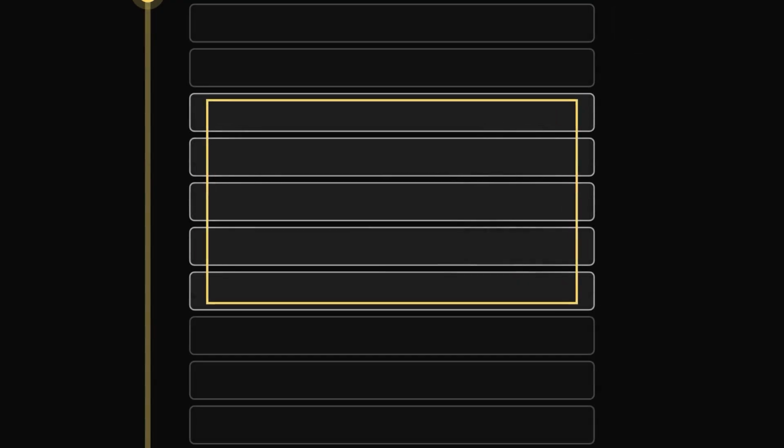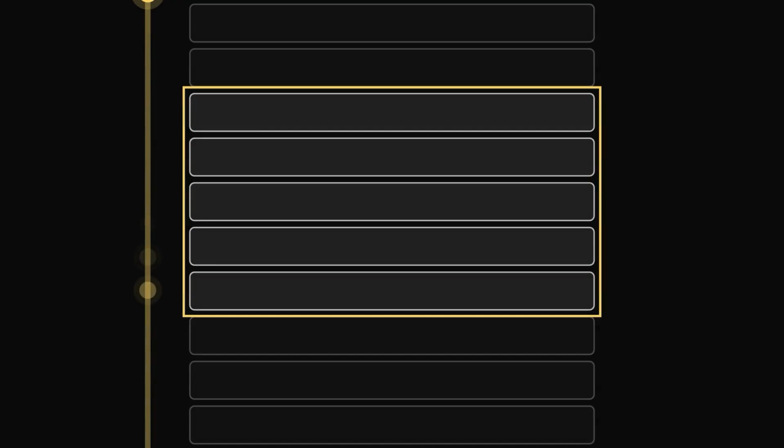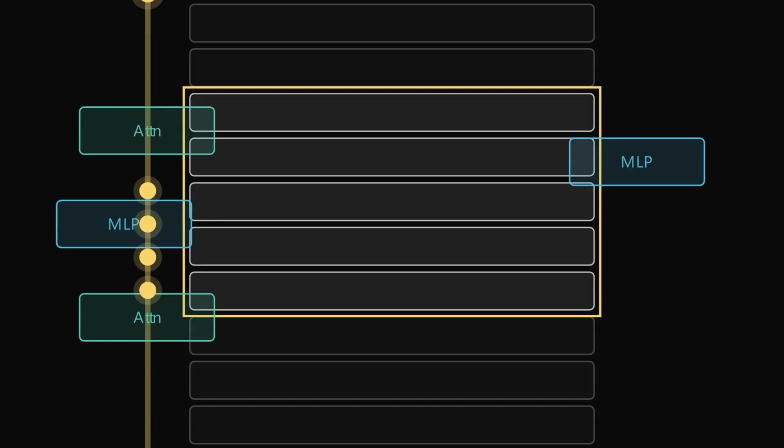Anthropic found something particularly interesting in the middle of this computation. There is a band of intermediate layers where a small set of representations begins to behave like a shared workspace. Think of it this way. Attention and MLP circuits throughout the network can write information into the residual stream.